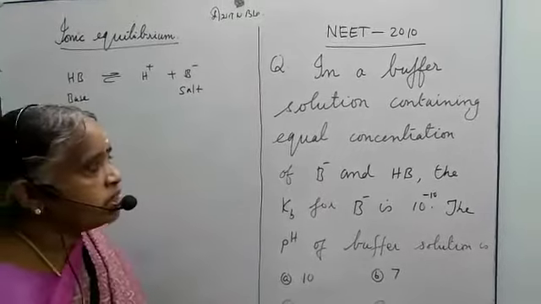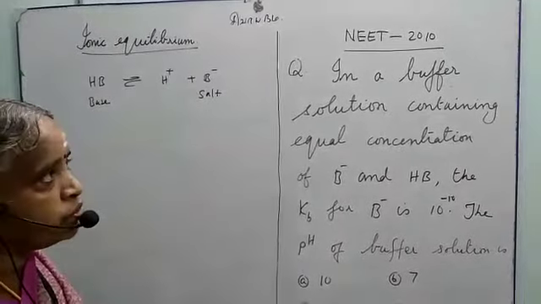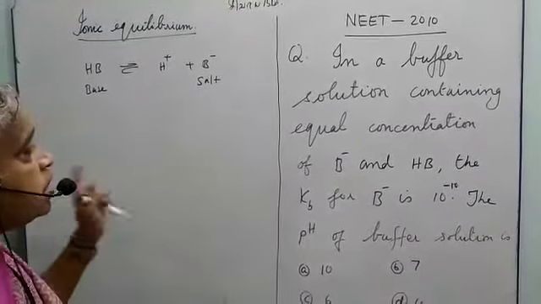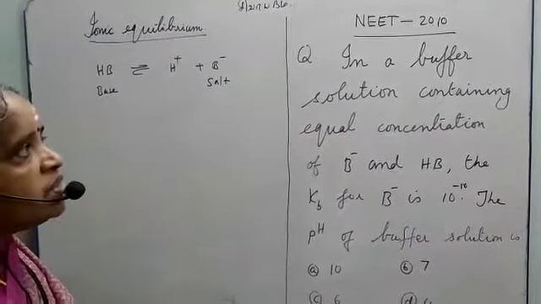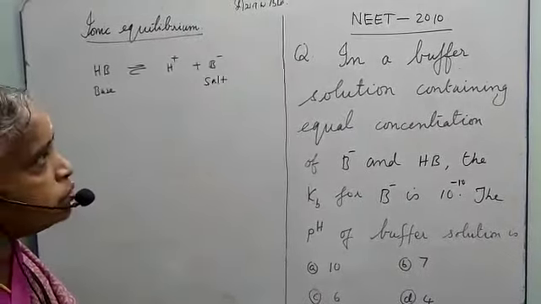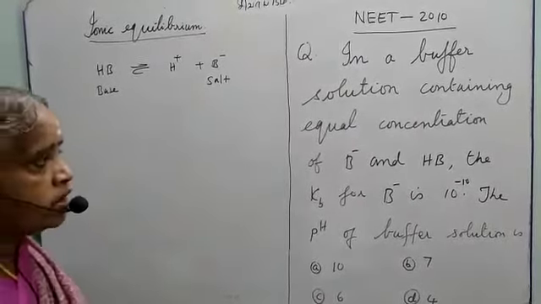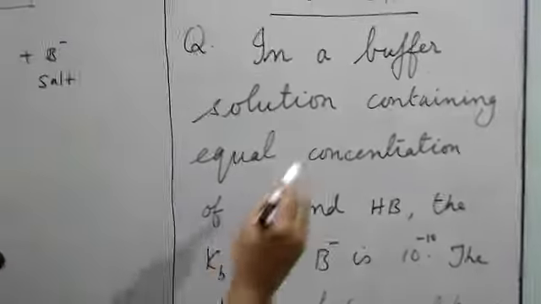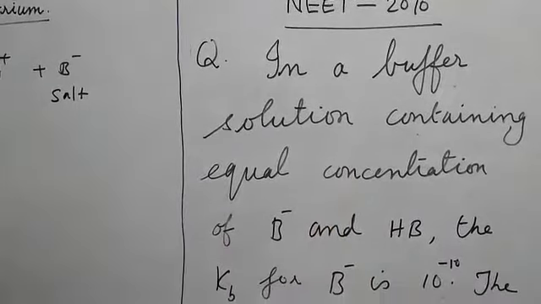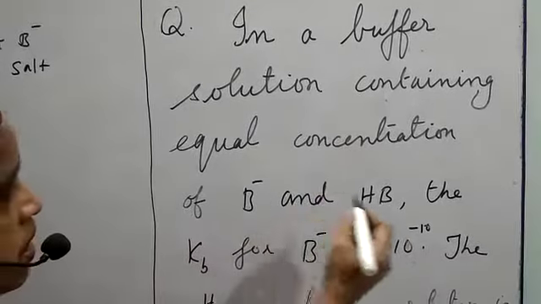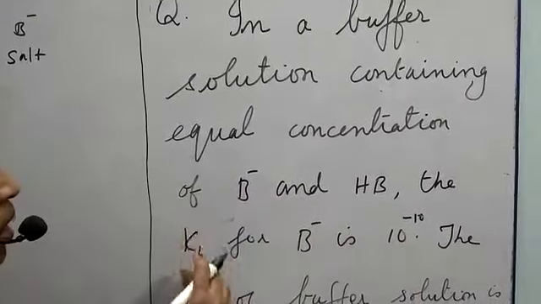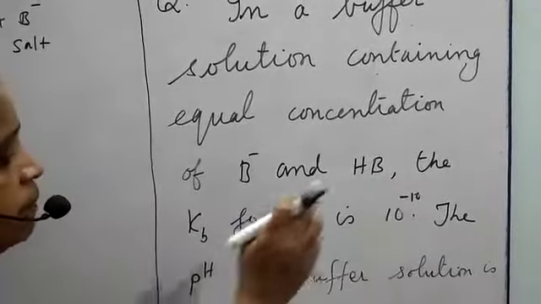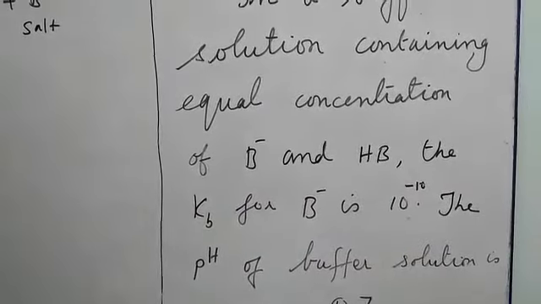Now we are going to see the next question, NEET, same 2010, same year of course, same topic, ionic equilibrium. In ionic equilibrium we are having 3 questions every year, so you practice more questions from the lesson of ionic equilibrium. Now let us see the next question. In a buffer solution containing equal concentration of B minus and HB, the Kb for B minus is 10 power minus 10, the pH of the buffer solution.